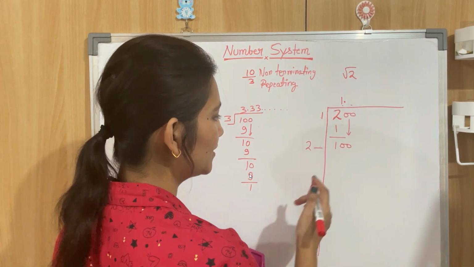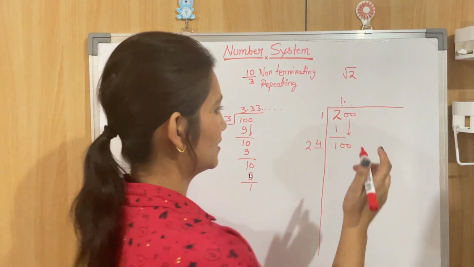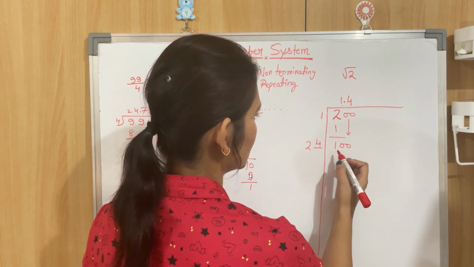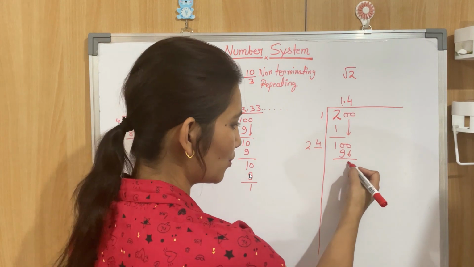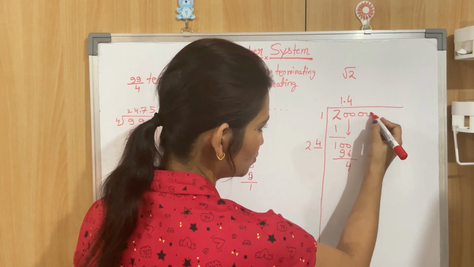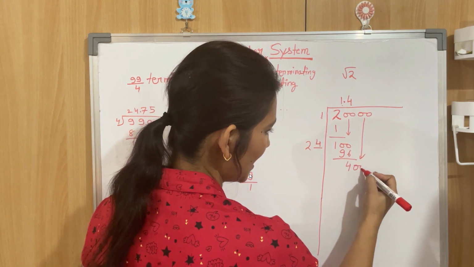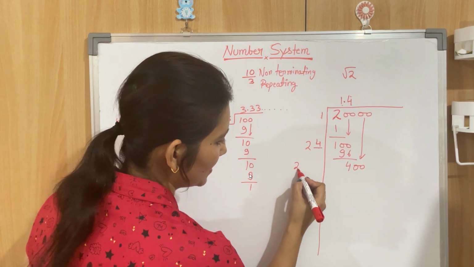4 will fit here, right? 4 will fit here because 24 times 4 will be 96. So we'll take this 96, and 100 minus 96 is what? 4. Okay, so 4, and again it's not complete. We'll bring down 2 more zeros, a pair of zeros once again, and now 24 plus 4 is 28.